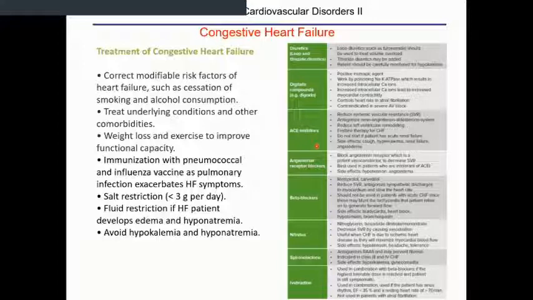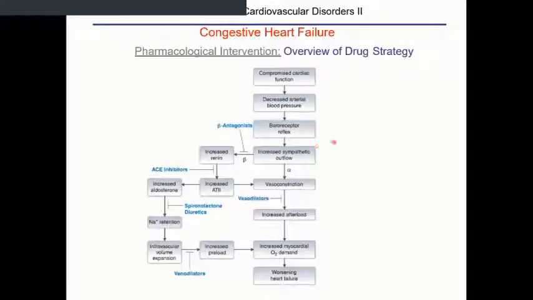Finally, you have your ivabradine, which is used in combination with beta blockers if the highest tolerated dose is reached and patients are still symptomatic. So this is an add-on drug to your beta blockers. It's usually used in combination if the patient has sinus rhythm, an ejection fraction of less than 35%, and a resting heart rate of greater than 70 beats per minute. So this is not used in patients with AF.